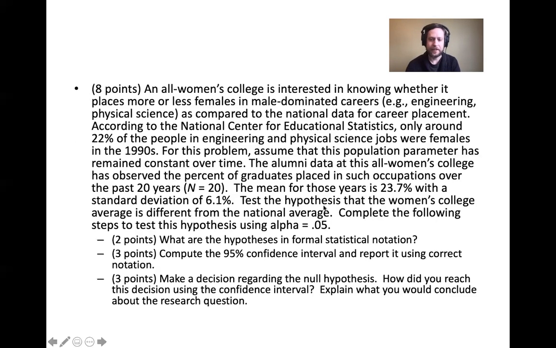So we want to test the hypothesis that the percentage of women in certain careers is different than the population. The population score was 22%. That was the amount of women in certain careers in the 90s, and then 20 years since, we want to know, has the percentage of women in these male-dominated careers changed in the 20 years since the 90s? So basically, we'll be using a t-test to compare 23.7% to 22%. Is 23.7% significantly different than 22%? Are those numbers different enough that we care?